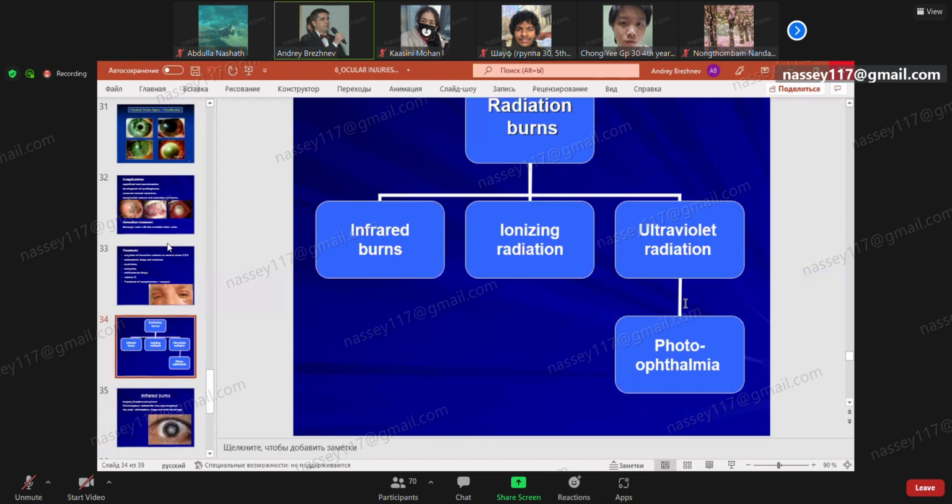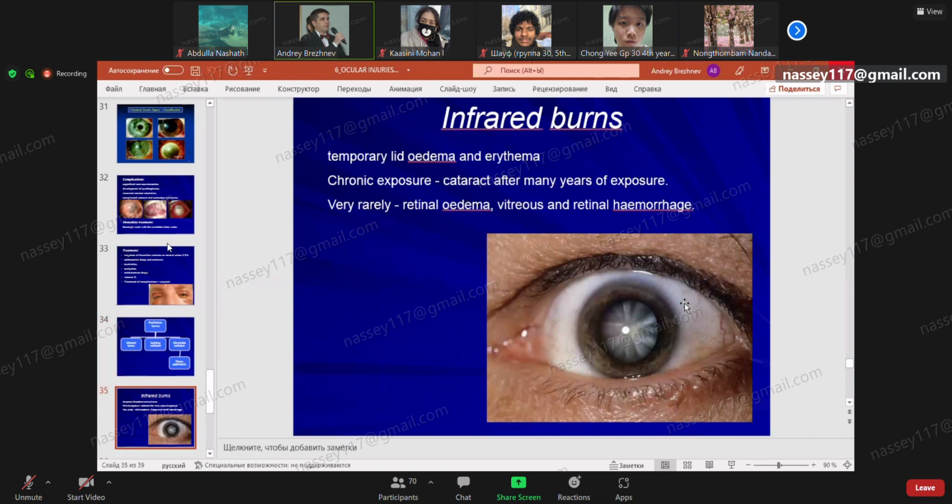Burns may be not only chemical, they may be caused by different types of radiation. Radiation burns may be infrared, caused by ionizing radiation, or caused by ultraviolet radiation, the most frequent type, and maybe the easiest to treat. Infrared burns are usually of little consequence and produce only temporary lymphedema and erythema, but little or no damage to the globe and inner structures.